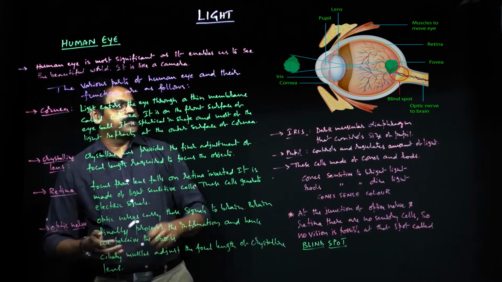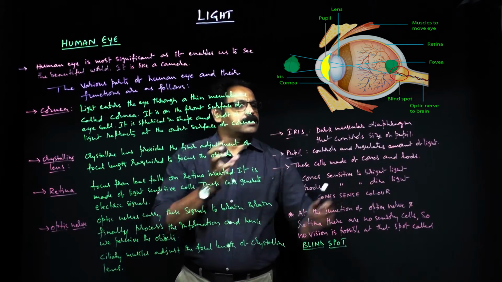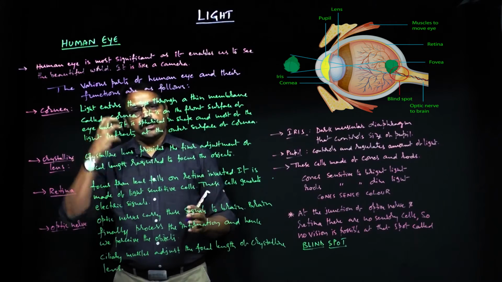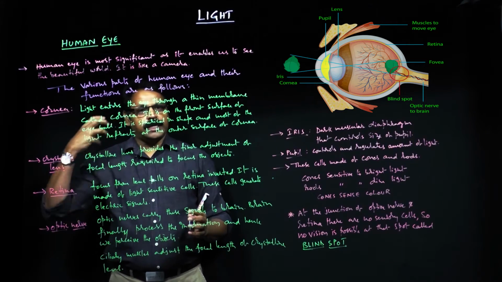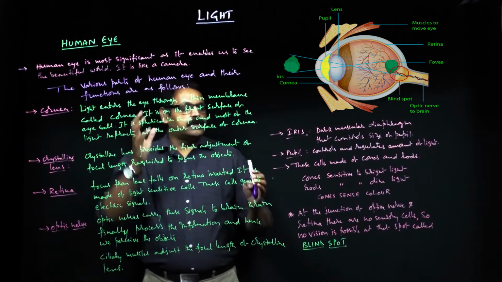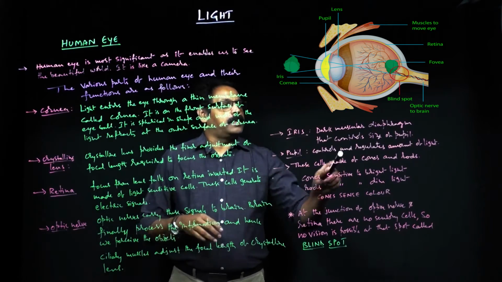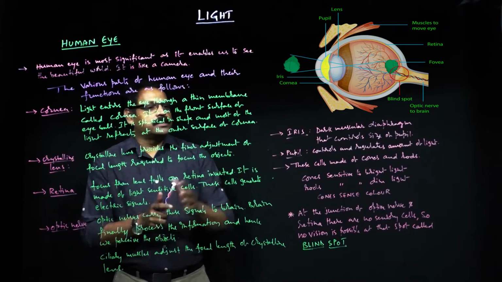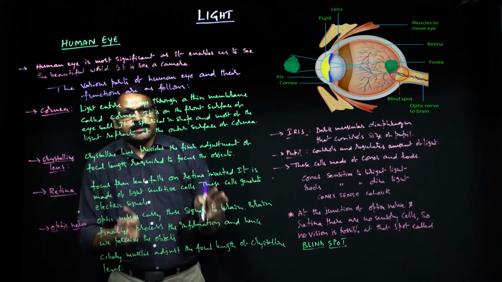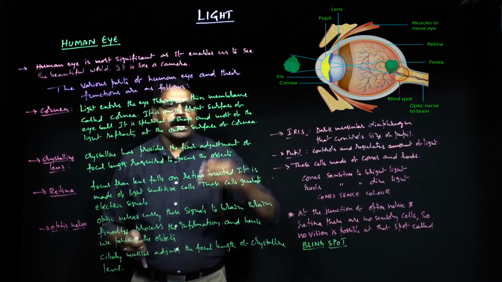Then comes the pupil. The pupil controls and regulates the amount of light. That means a lot of light is falling onto the eye, but only a portion will be taken. Depending upon the intensities, the pupil controls the amount of light that enters into the eye. And the size of the pupil is controlled by the iris, and no two human beings will have a similar iris. That is the reason in Aadhaar cards and all we are using this iris mechanism.